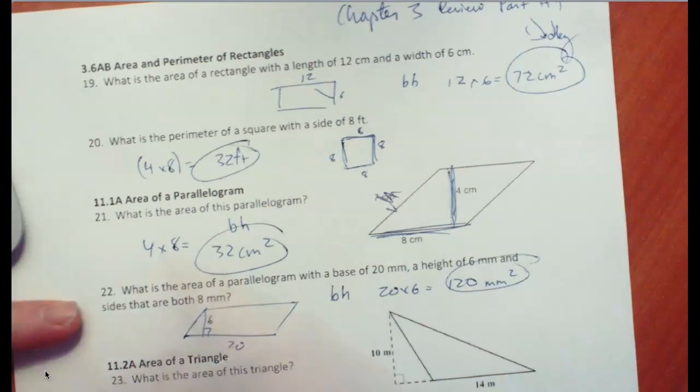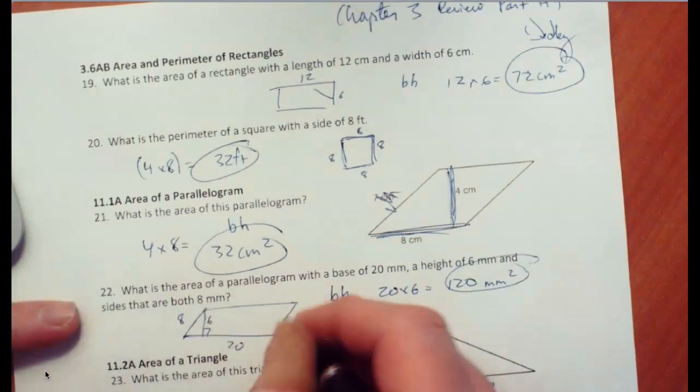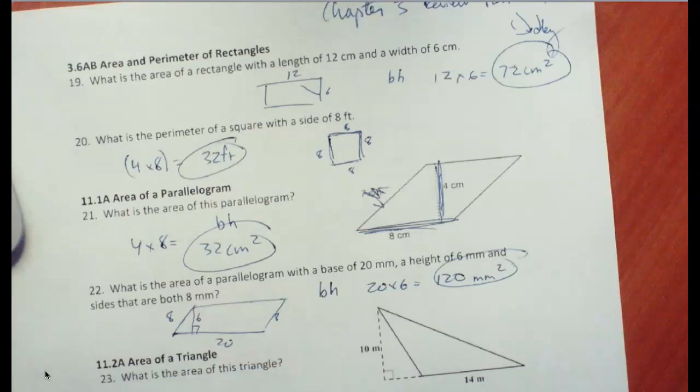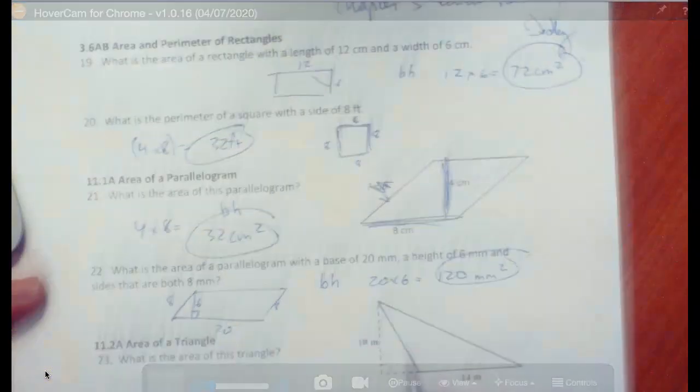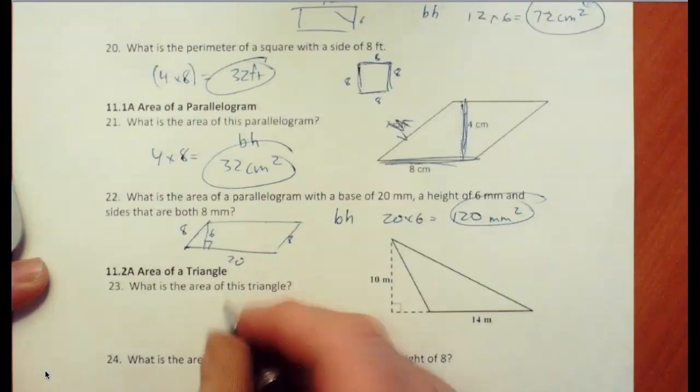height. These sides over here, they're 8. Again, you don't need those. All you need is the base and the height. The sides are important if you're going to find the perimeter, but we're not doing that. Just the area. Some of the 6th graders miss this. We can do this. It's just base times height.